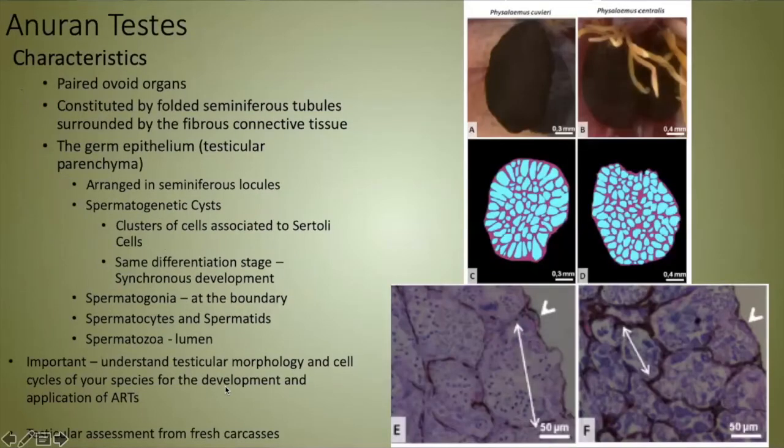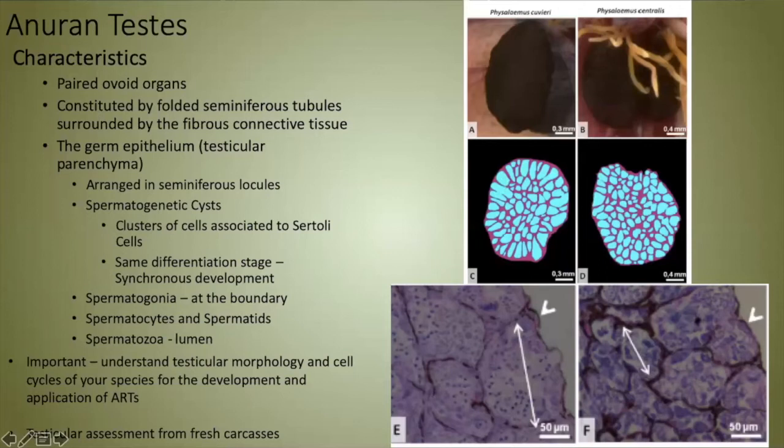So the Anuran testis, basic characteristics: these are paired ovoid organs. Basically, they're formed by folded seminiferous tubules, and they're surrounded by connective tissue. And the germ epithelium or testicular parenchyma is arranged in seminiferous locules. You can see them here on this picture that I'm showing you here.